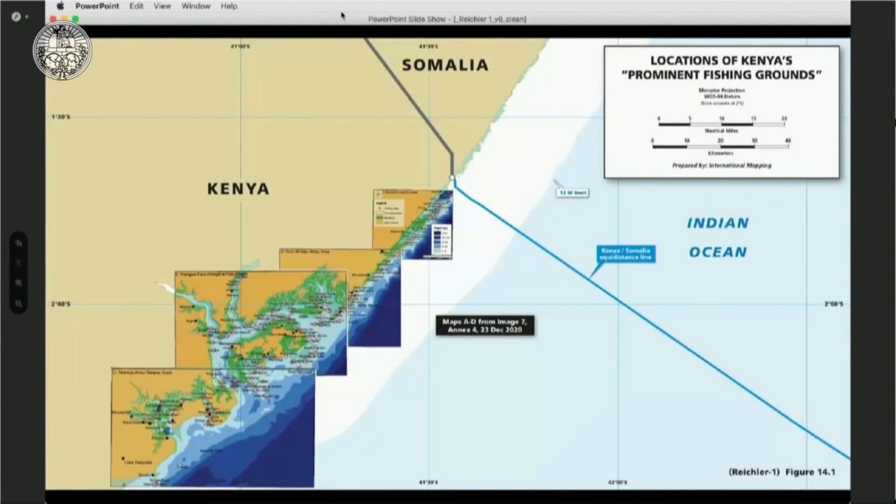As you can see, all of these allegedly prominent fishing grounds are to the south, that is, on the Kenyan side of the equidistance line. There is thus no impact on Kenya's fisherfolk. But even if, quod non, there were, the fishing practices of Kenyan fisherfolk are not a relevant circumstance for determining the course of the maritime boundary in this case.